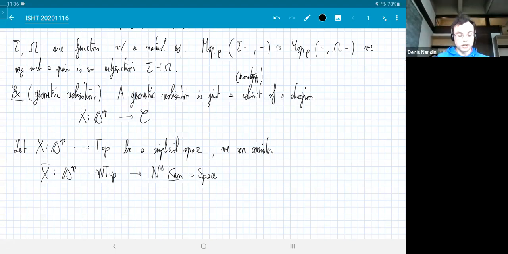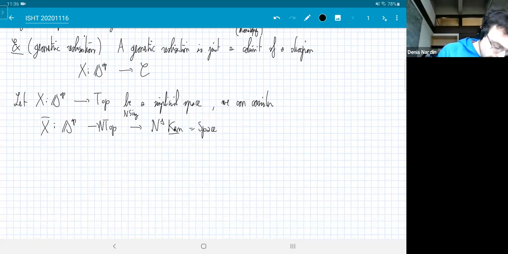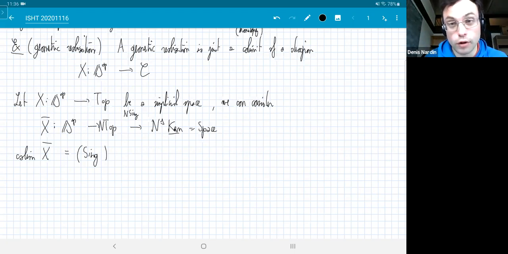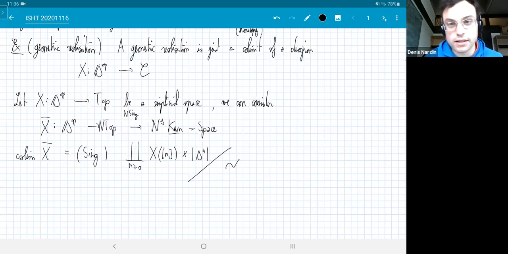But if you have a functor into top, you can get a functor into spaces by post-composing. And you can ask what the colimit of this X bar is. And the colimit of X bar is, and let me put a little mark here just to remember, going to be a topological space that is taken by the same formula as before. Only now the product is in spaces, modulo the same equivalence relation here.